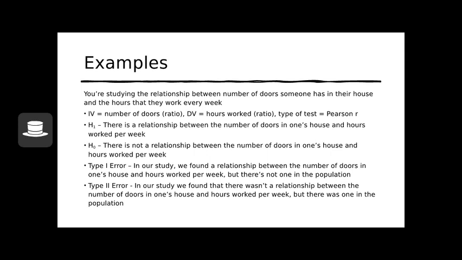Type 1 error, in our study we found a relationship, but there is not a relationship in the population. Type 2 error, we found that there wasn't a relationship in our study, but there actually was one in the population. So the reason why I'm talking about the type 1 and type 2 errors is not because they happen all the time, but I want you to understand what happens if they were to happen.